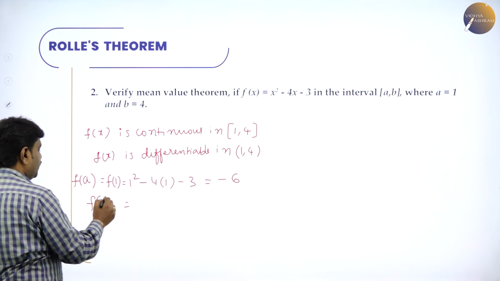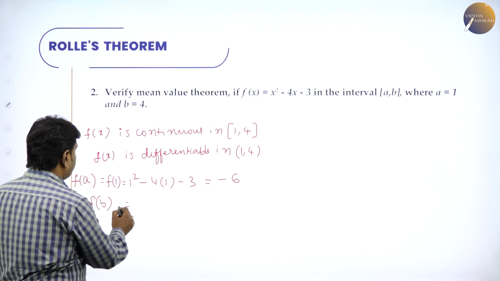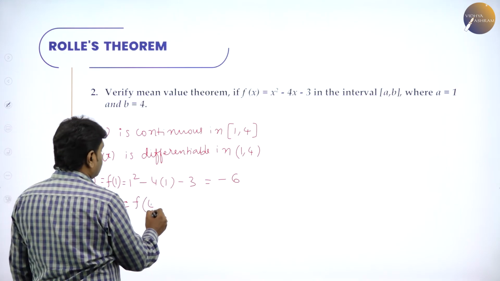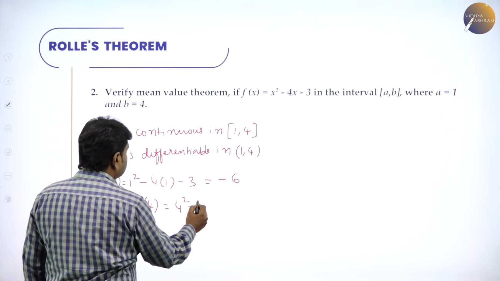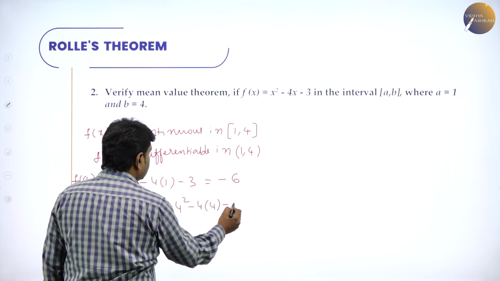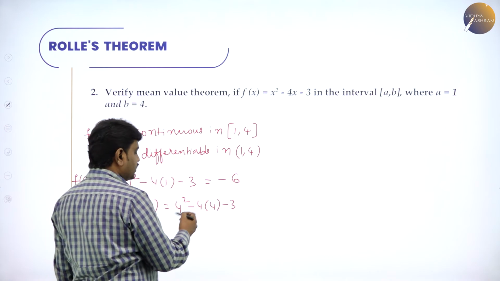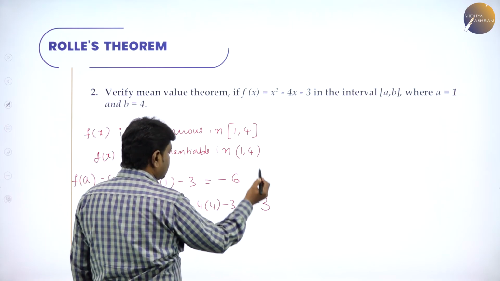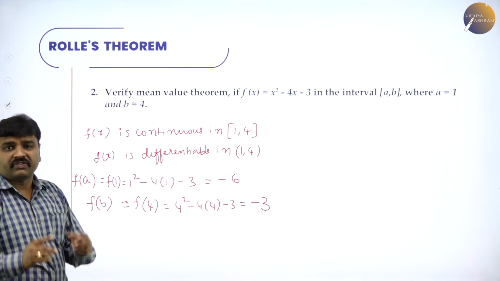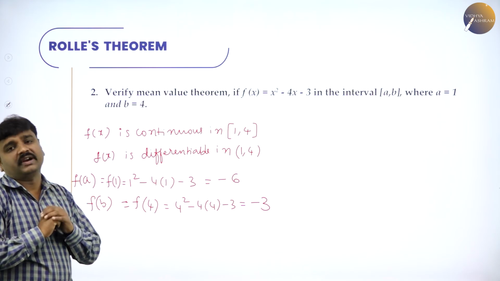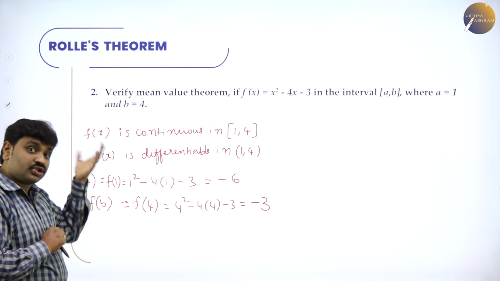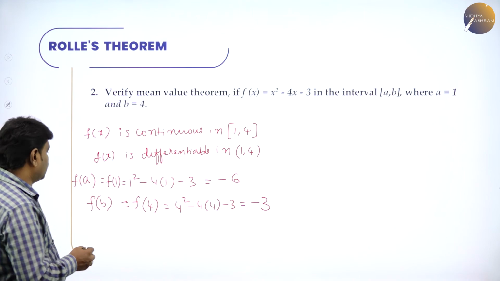Then you find f of b. F of b means what? F of upper limit. That is f of 4. That is 4 square minus 4 into 4 minus 3. So 4 square is 16. 16 minus 16, 0. So it will be minus 3. Here you can see f of a and f of b are not equal. And in Rolle's theorem, it should be equal. In mean value theorem, they are not equal.